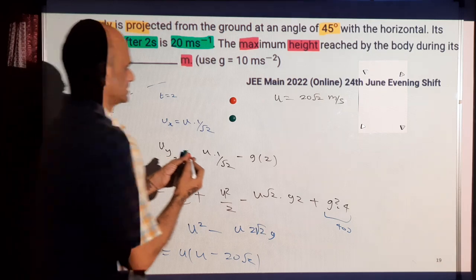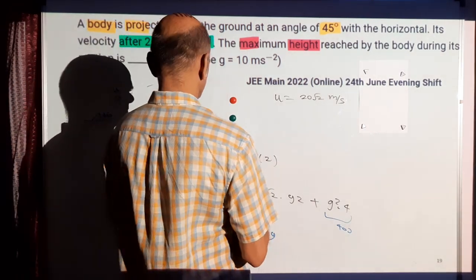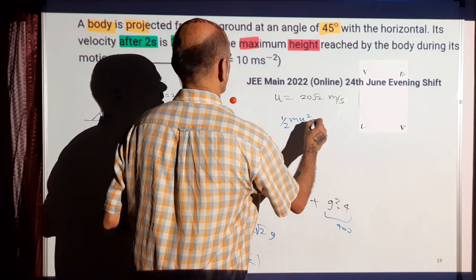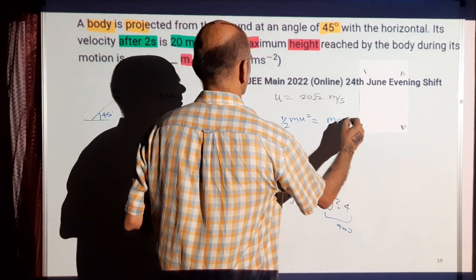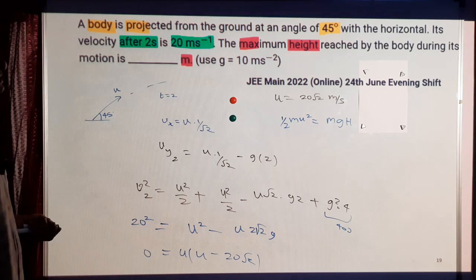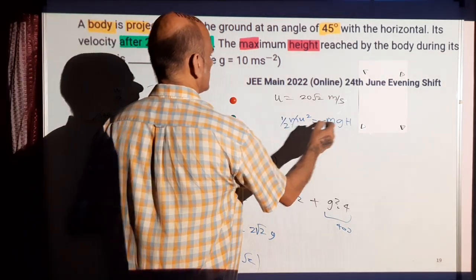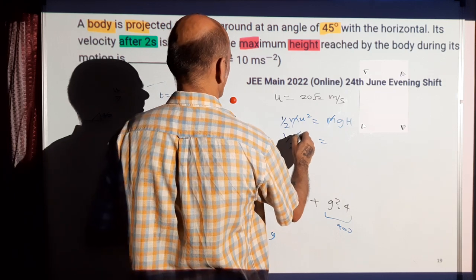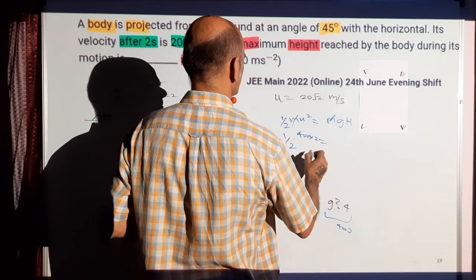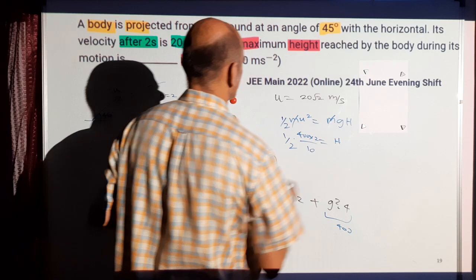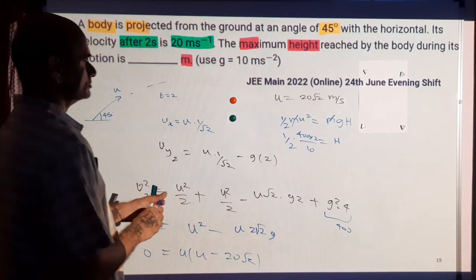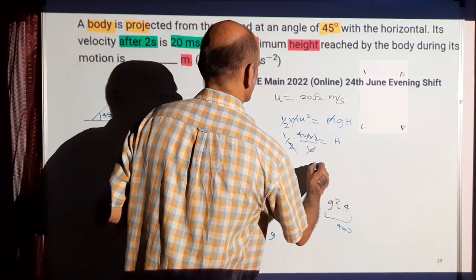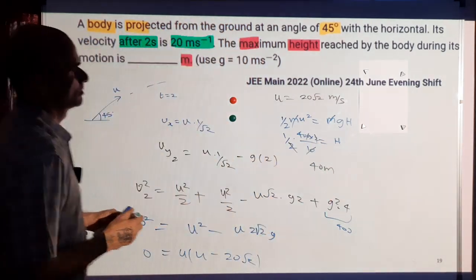So maximum height we can get from energy conservation. Initial kinetic energy is half m u square, which is converted into gravitational potential energy. So h is half u square, 400 into 2, by g, which is 10. So 40 meters.